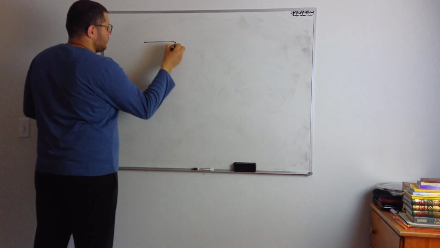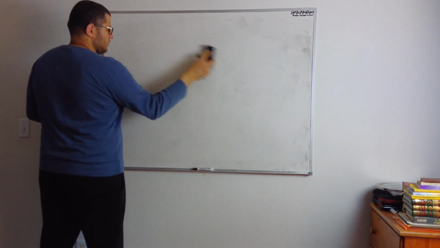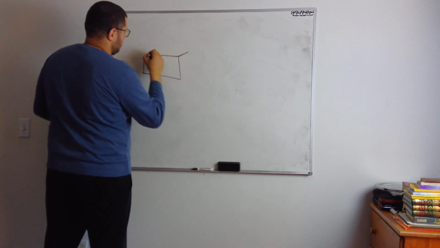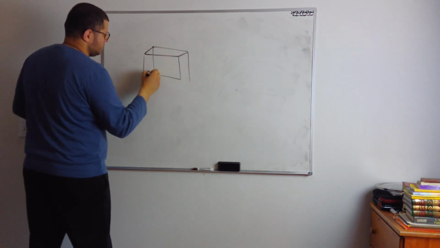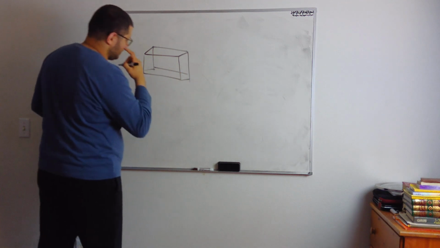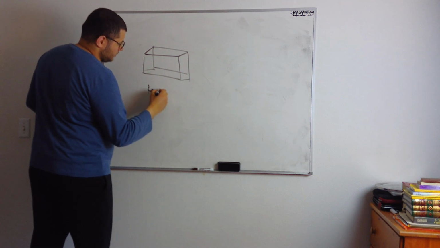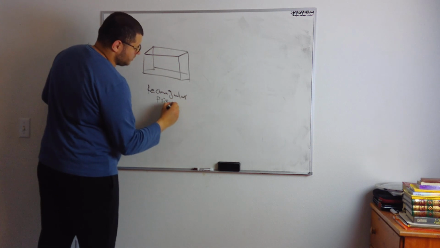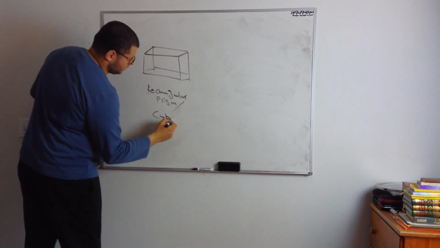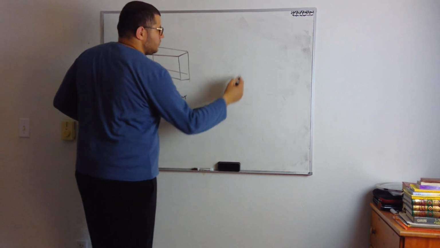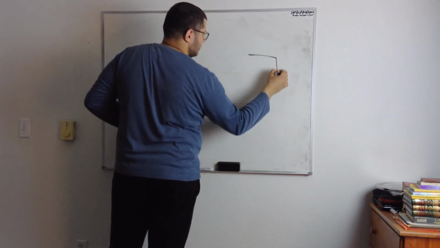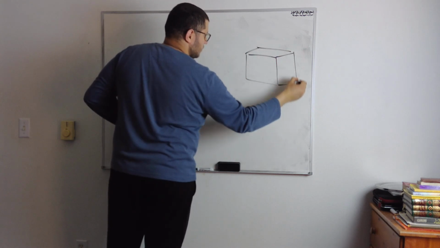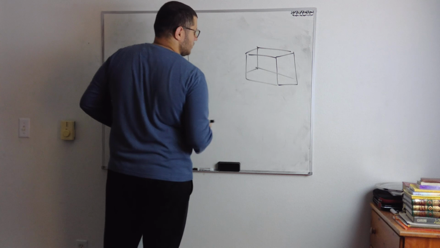So, we have a rectangular prism. This is a rectangular prism. What's another word for rectangular prism? Cuboid. You can also call it cuboid. Okay? Here we have a cube. Okay, this is a cube.